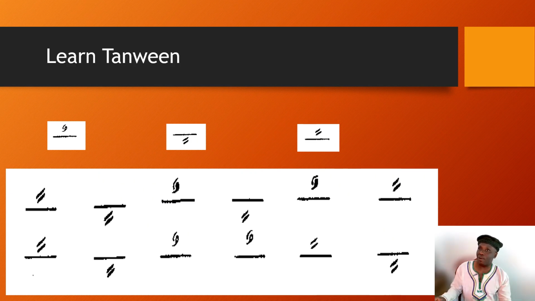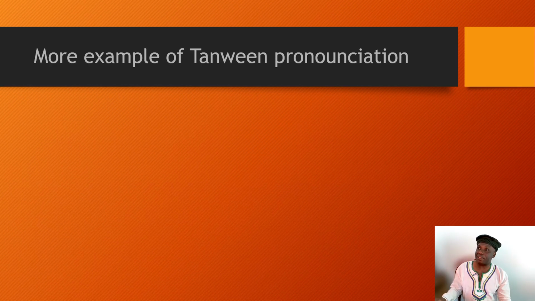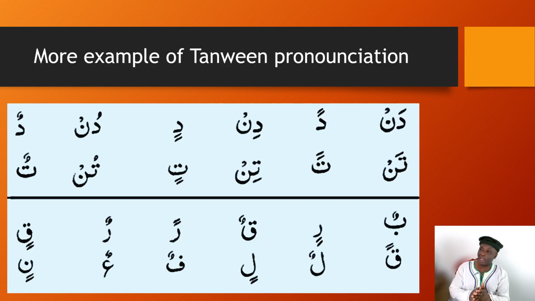All right, so let's look at some examples of Tanween pronunciation. Here are some of the examples that we're going to go through now. As you can see, this is dal with noon, and dal has a fatha, which is da, and noon with jazm.